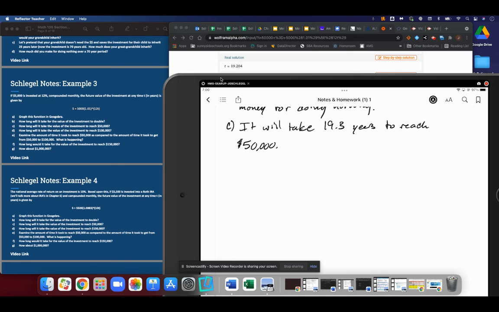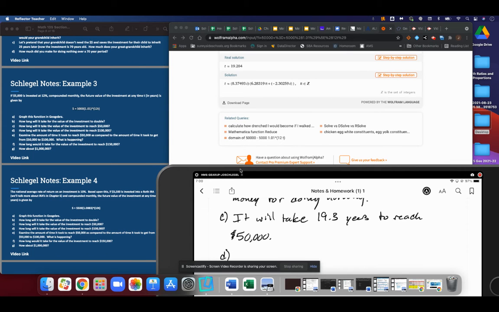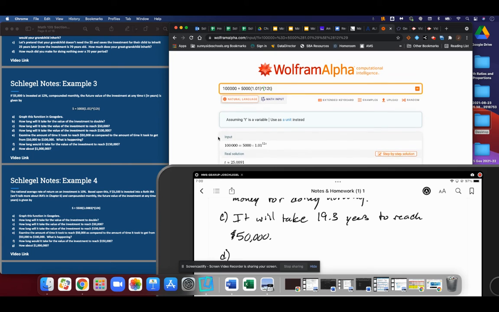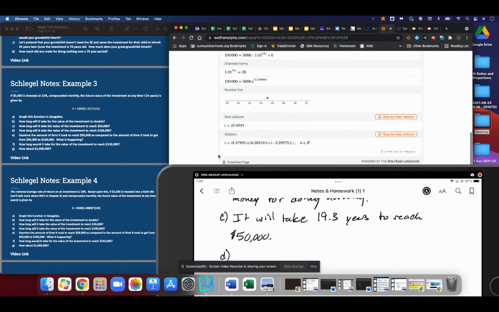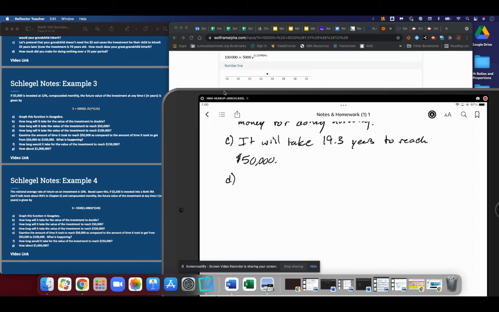And as we saw in the graph in GeoGebra, I estimated it to be about 20 years. We were pretty darn close. Now we want to know how long it's going to take for this value to double again and go from 50,000 to 100,000. Remember, it took us nearly 20 years to get to 50,000. Now we're going to jump it up to 100,000. So in 25.1 years, if I round to the nearest tenth, it will take 25.1 years to reach a value of $100,000.